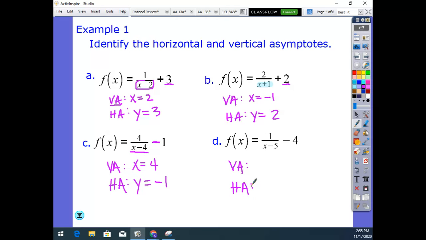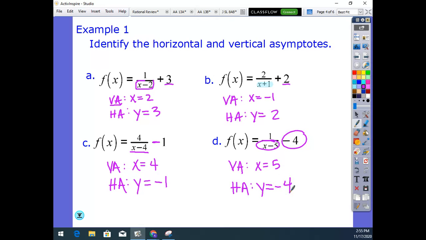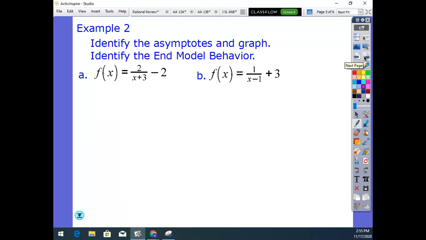Write down the vertical. What makes the denominator 0? And the horizontal, y equals the number at the end. So that's how we start all rational graphs, is by identifying each of the asymptotes. Now, let's actually look at some graphs.